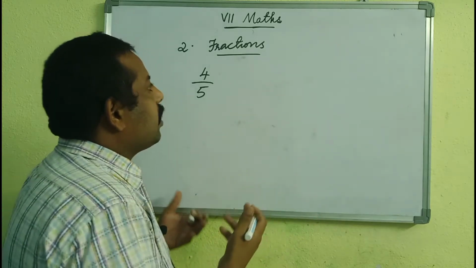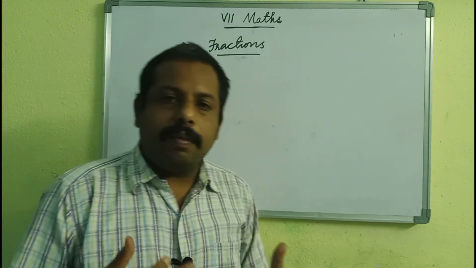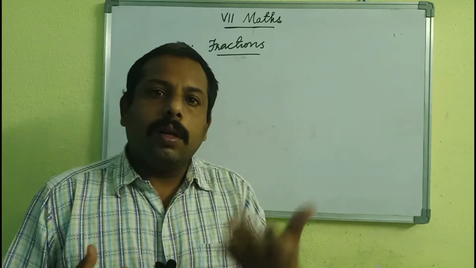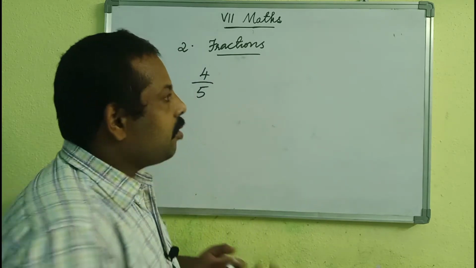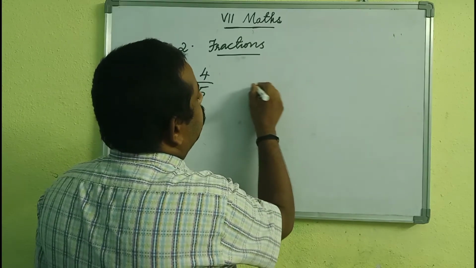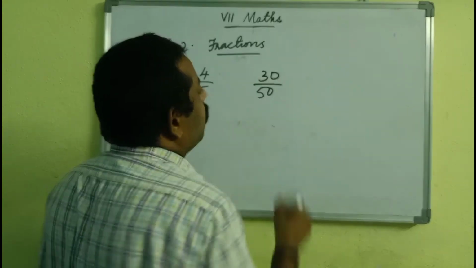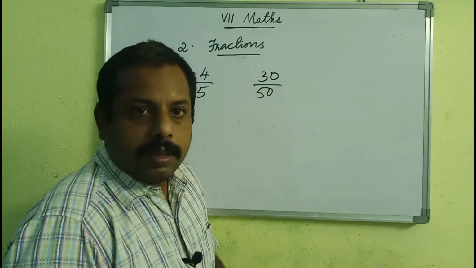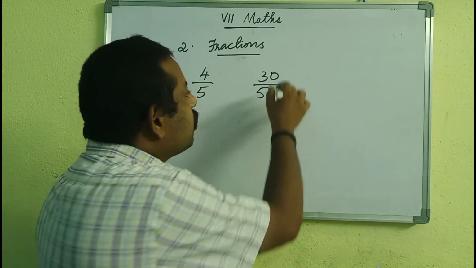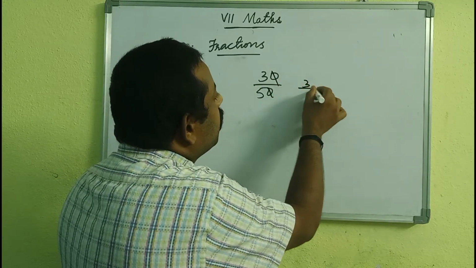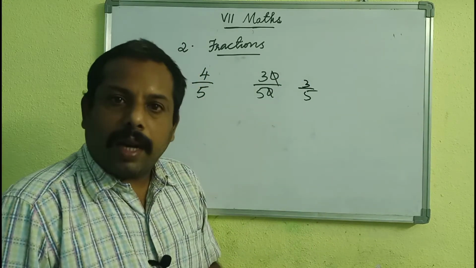Now, we generally use fractions. For you there is a use of fractions. See, your mark is given out in a fraction: 30 out of 50. That means, what is the total score? 3 by 5. This is a fraction.